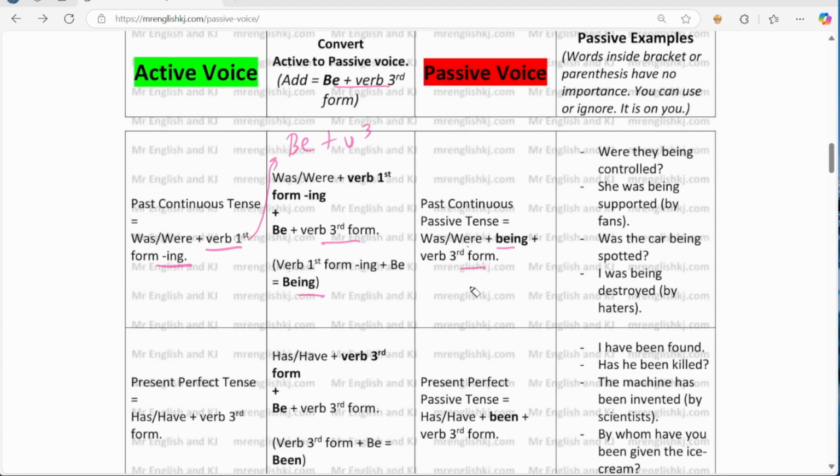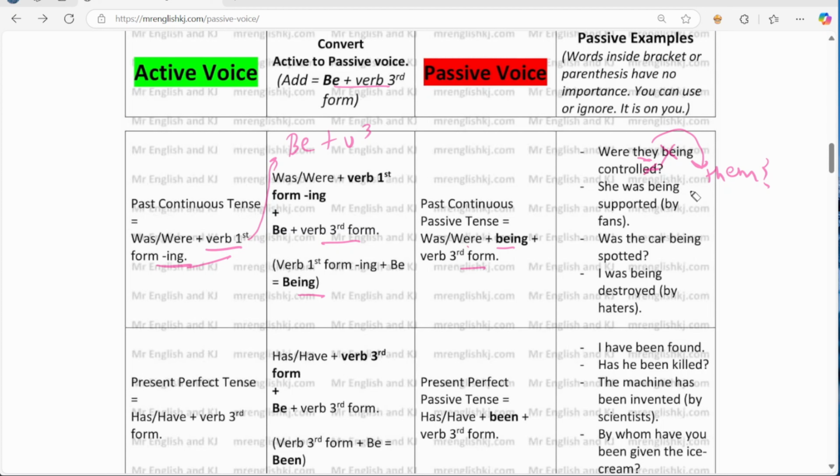Again, it does not change anything. It is still the past continuous tense. The only thing that changes is the subject, which is not important, okay? Were they being controlled? Again, it's the same thing. They is the receiver. So what we do, was someone, we remove be, we have ing, we add it to the word control because we don't need third form. The actual rule is active voice in was verb first form ing. Was someone controlling, they is the object, we know in passive them. Was someone controlling them? Easy, right? That's how you can understand.